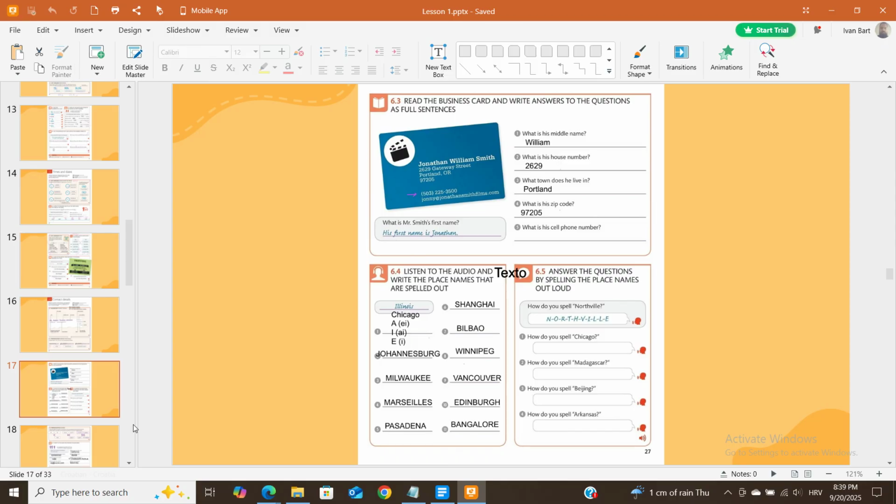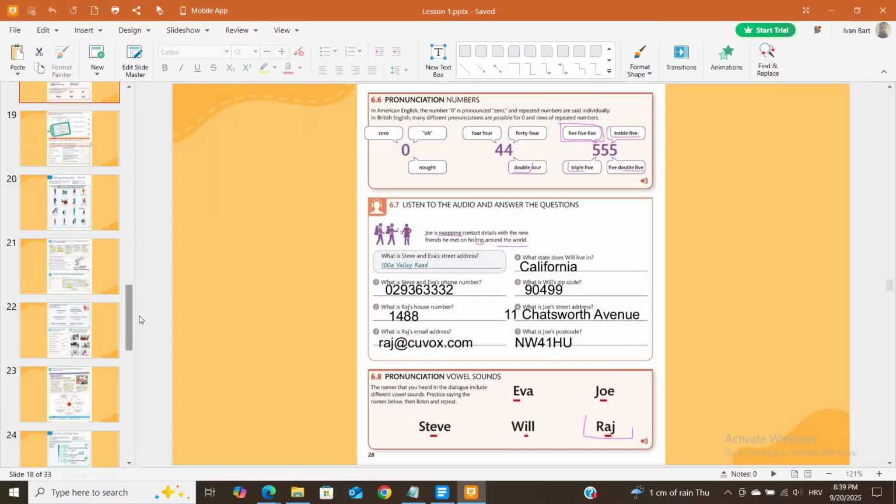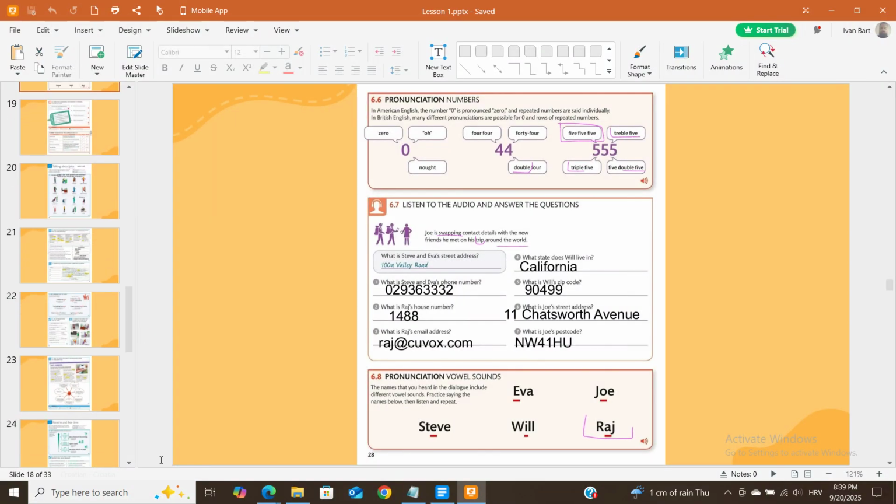6.6 Pronunciation: numbers. In American English, the number 0 is pronounced zero and repeated numbers are said individually. In British English, many different pronunciations are possible for 0 and rows of repeated numbers. Zero, oh, 44, double 4, 555, triple 5.